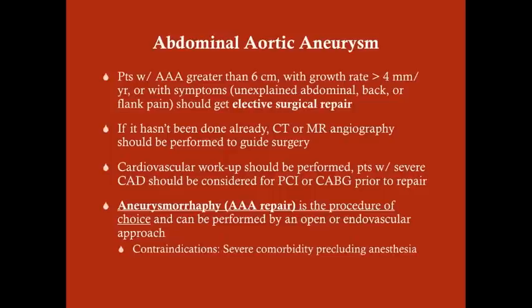Before the surgery, patients should get a cardiovascular workup, and that's done because if the patient has severe coronary artery disease, that will lower their survival from the surgery, so we should consider doing PCI or CABG prior to repair if they do have severe coronary artery disease. So cardiovascular workup is always good to do before an abdominal aortic aneurysm repair. The only exception to that is if it's ruptured.